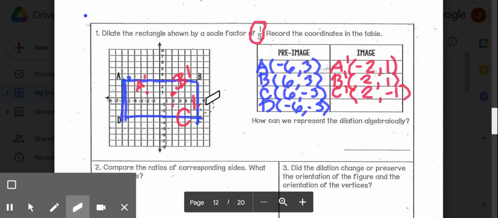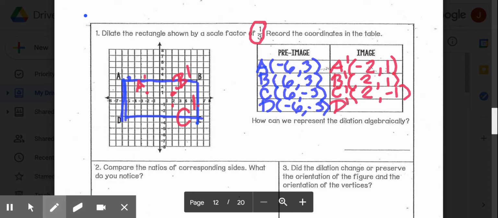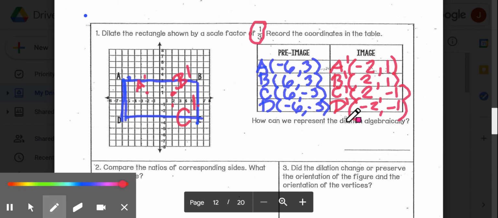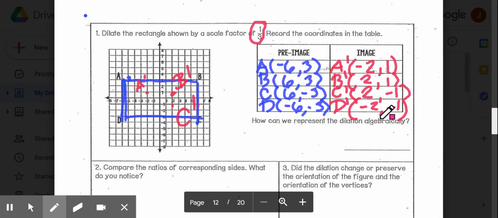Pen got away from me a little bit right there. There we go. And the last one is D. So D prime is going to be at the point -2, -1. Like I said before, each of these new coordinates was just found by multiplying the original coordinate by that scale factor of 1/3. So D at -2, -1 is right here, so I can label that D prime.